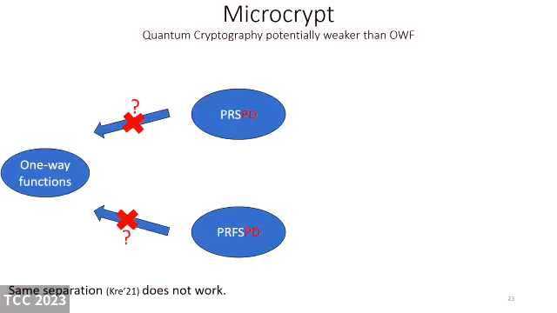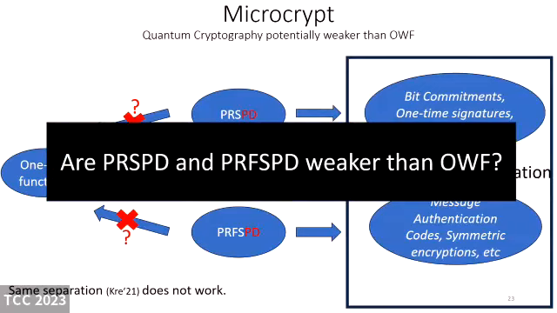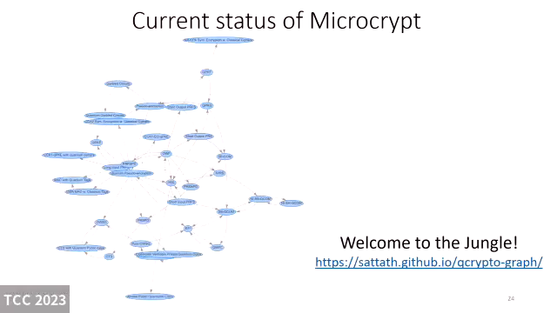The answer is we don't know yet, because the same separation that works for pseudo-random states and pseudo-random function-like states does not work for the proof of destruction analogs. Therefore, we still don't know if with classical communication these protocols are weaker than one-way functions. So the main open question that remains is, can we show that both PRSPD and PRFSPD are weaker than one-way functions? If you look at the current status of Microcrypt, it looks quite complicated. The point is just to show how complicated it has got, and there are many open directions here that need to be investigated. And with that, I would like to conclude.